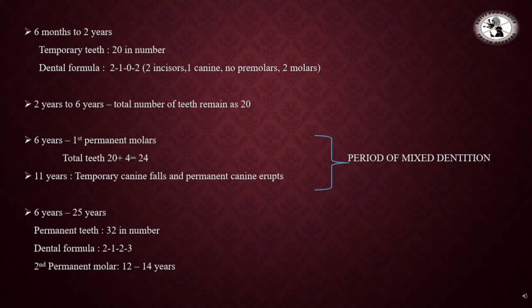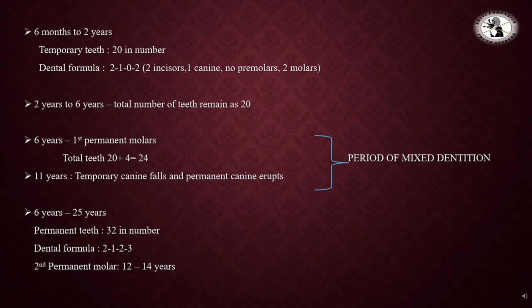Next, from 6 years, first permanent molar starts to erupt, and the total number of teeth will increase to 24 in number. After 11 years, temporary canine falls and the permanent canine erupts. The year from 6 to 11 is considered as the period of mixed dentition.